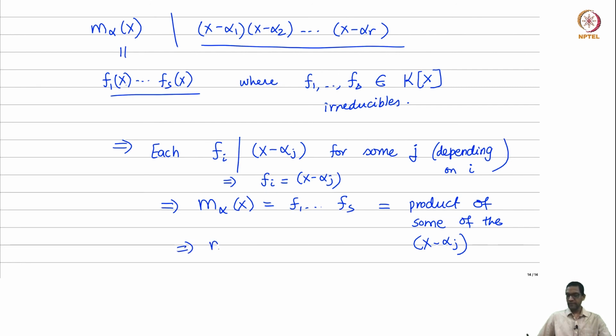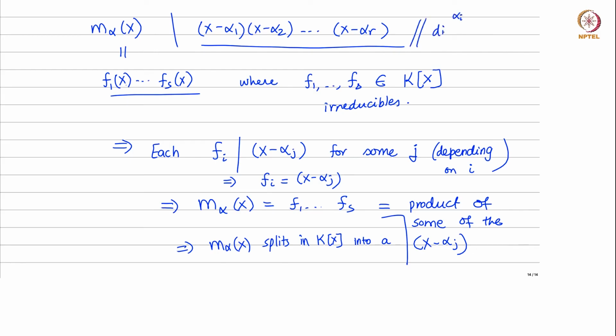This means in particular that m alpha of x splits in k[x] into a product of distinct linear factors, right? Because to begin with, all these terms are distinct. The alpha i's, remember, are distinct to begin with. So it splits in k[x] into a product of distinct linear factors, and that's exactly what we needed to prove. Okay, so that completes the proof here.